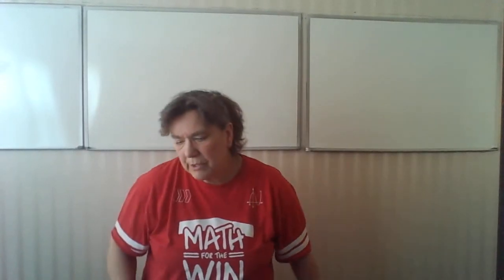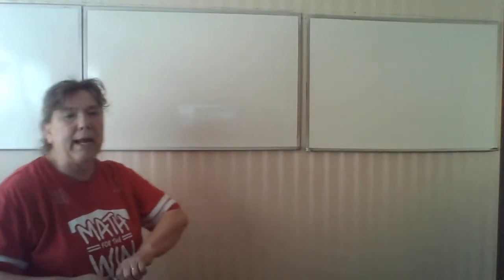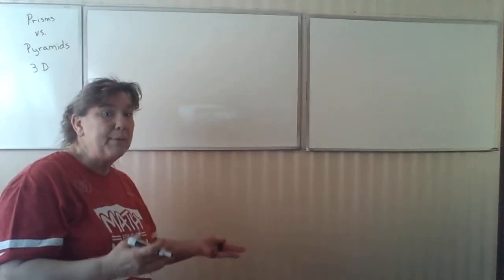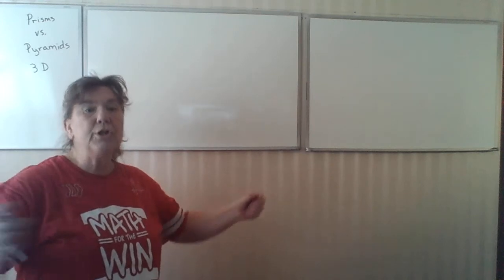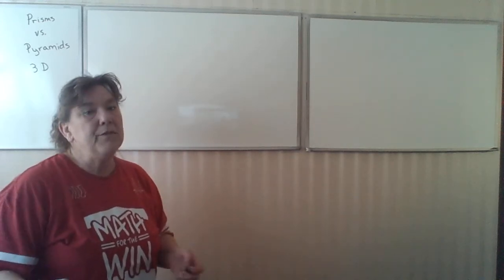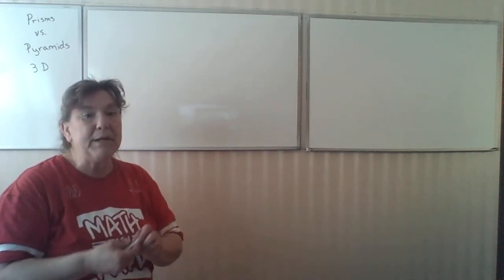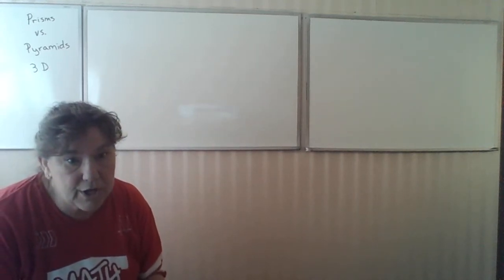Okay, now we're going to look at homework 8, and in homework 8 we're going to look at prisms versus pyramids. All of these are what we call 3D. In other words, we're doing three-dimensionals. Area and perimeter were two-dimensional or one-dimensional. And the reason why is it's flat. But when we move into prisms and pyramids, we are no longer talking flat.